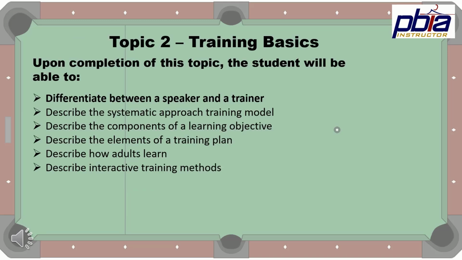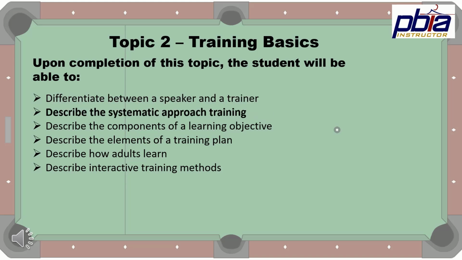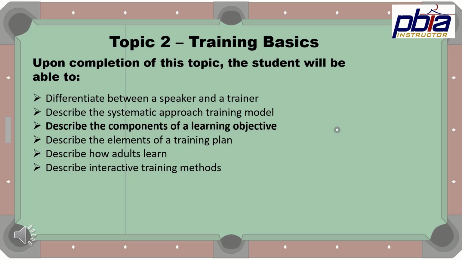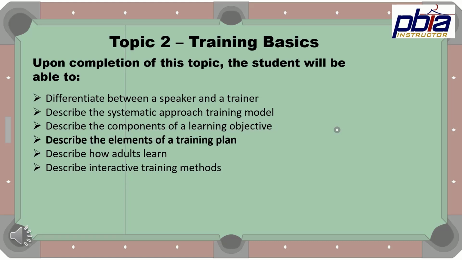Upon completion of this topic, the student will be able to differentiate between a speaker and a trainer. Describe the systematic approach to training. Describe the components of a learning objective. Describe the elements of a training plan. Describe how adults learn. Describe interactive training methods.